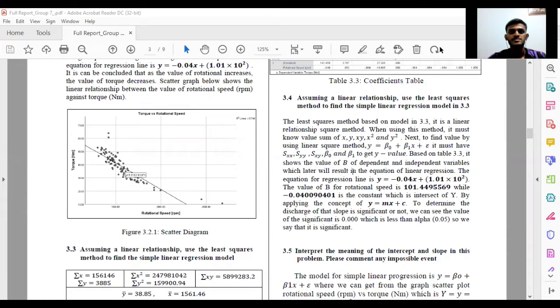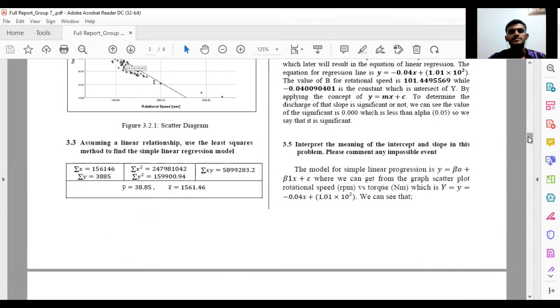The value of p for rotational speed is 101.4495569, while negative 0.040094401 is the constant, which is the intercept of y. The significant value is 0.000, which is less than alpha 0.05. So we can conclude that the slope is significant.